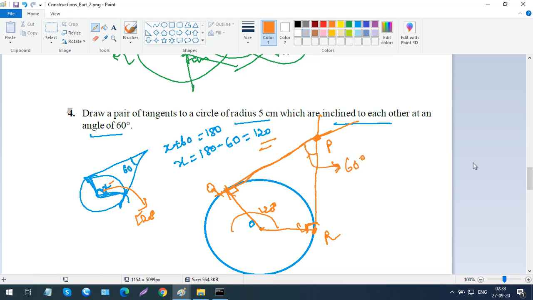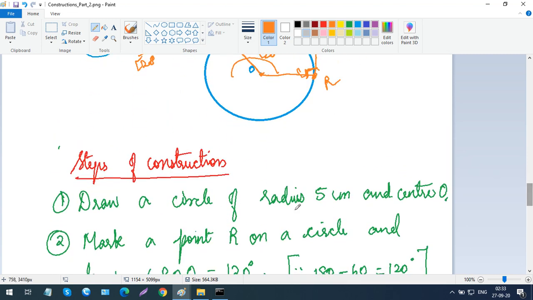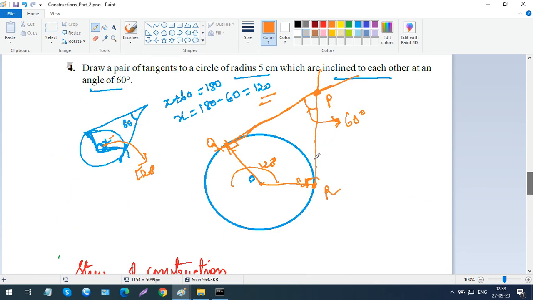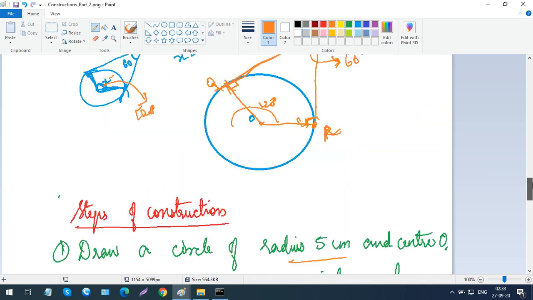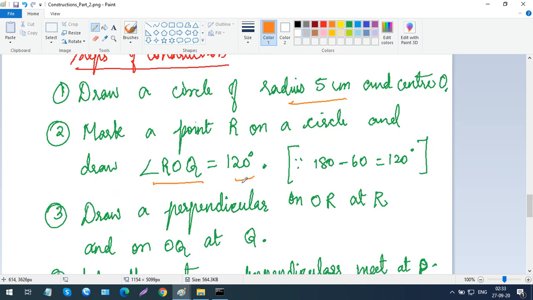Understood? So I will write the steps of construction now. The first thing is to draw a circle of radius 5 centimeter, so that's given. Then mark a point R on the circle, say anywhere, and draw angle ROQ equal to 120 degrees. That's 120 degrees because I have to do 180 minus 60.